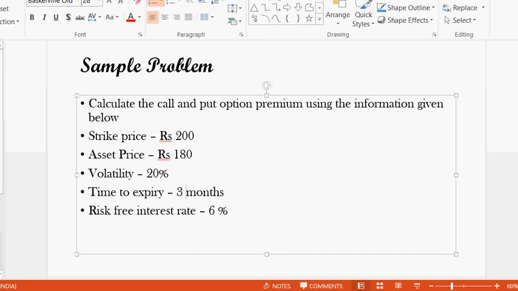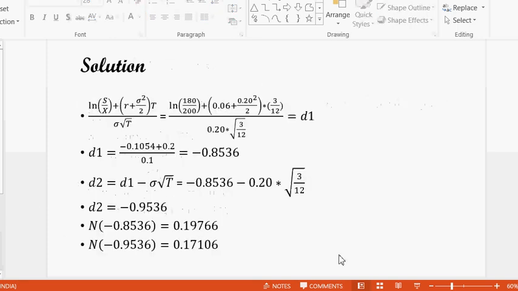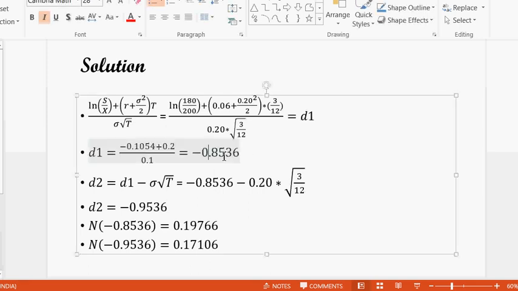Now we are going to substitute these values into our formulas to calculate the premium values. First we are going to calculate the value of D1. So the value of D1 is minus 0.8536. Now we are going to use that value to calculate our D2 value, and the D2 value is minus 0.9536. Now that we have the values for D1 and D2, we are going to find the normal distribution values for D1 and D2. So this is N of D1.